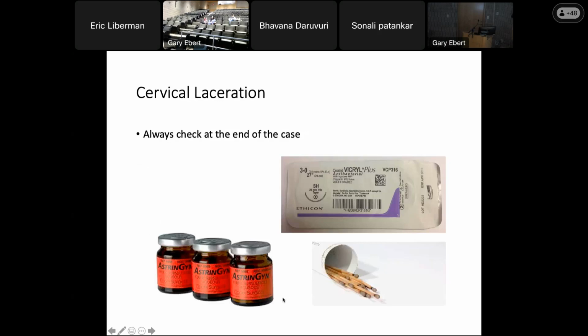Cervical lacerations, always check at the end of the case. Make sure you don't have any when you take the tenaculum sites off. Silver nitrate, Monsel's solution, or ferric subsulfate are both coagulating agents that are very helpful. And if need be, throw in a suture. It's better to deal with this while the patient's still asleep than in PACU and have to deal with vaginal bleeding.